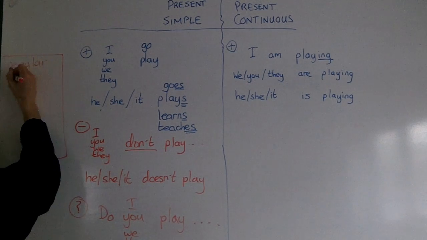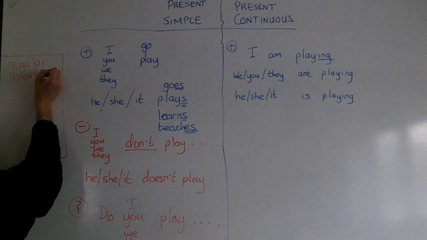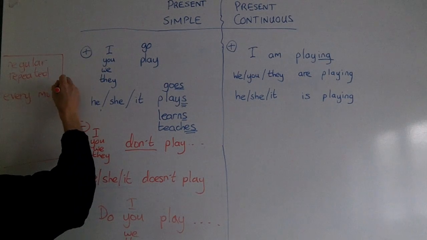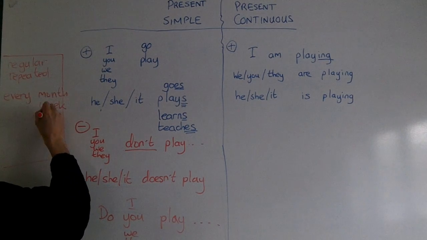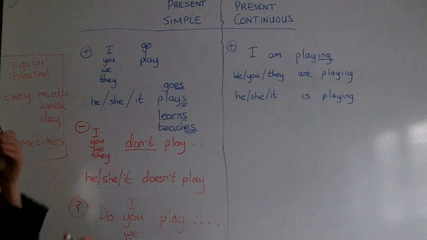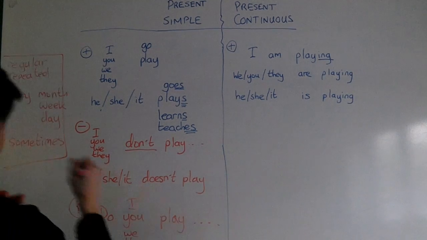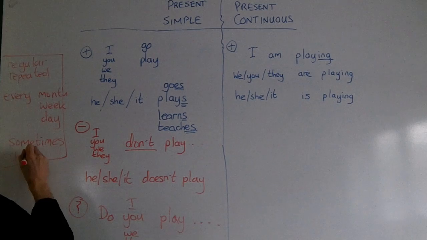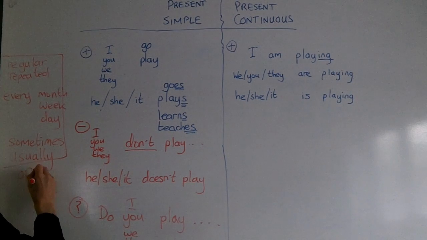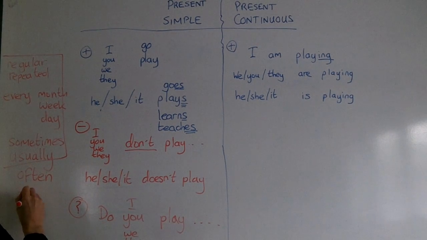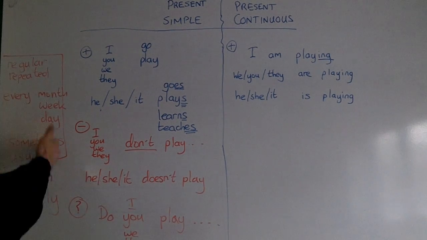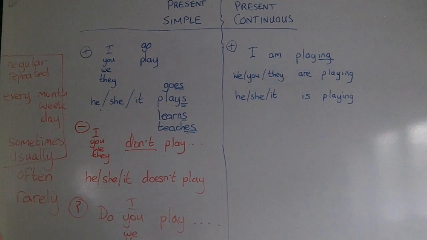Okay. So we use these for anything which happens regular and repeated actions. Regular and repeated. Which means if we say every week, every month, every day, we must use present simple. If we say sometimes, sometimes happens regularly, repeatedly. So sometimes is present simple, usually is present simple. Usually means many times again. Often is present simple. Rarely, which means not many times, is present simple, but it's still a few times. So with these words, use present simple.